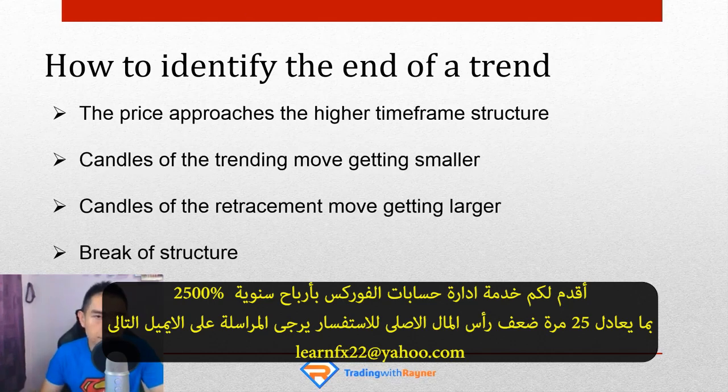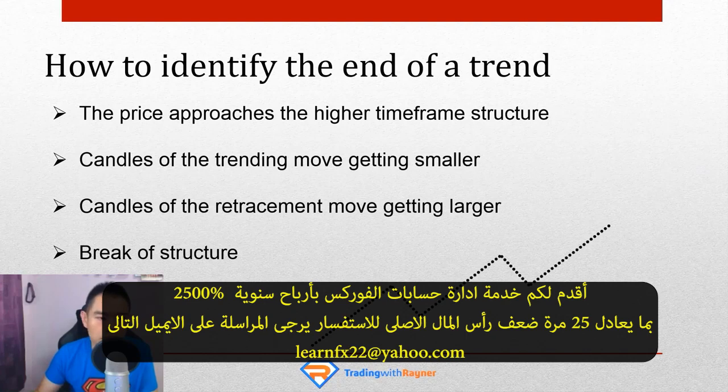First things first, pay attention to this slide, because this is my secret technique on how to identify the end of a trend. There are 4 components to it. Number 1, the price approaches the higher time frame structure. What I mean by this is, let's say you are trading on a 4-hour time frame, and the 4-hour time frame is in an uptrend.